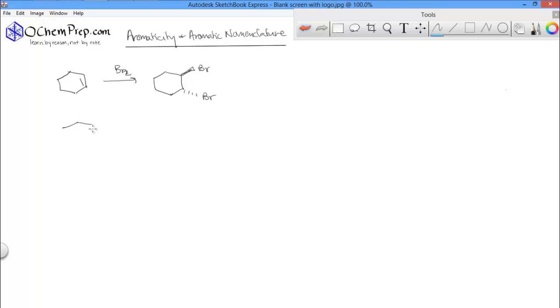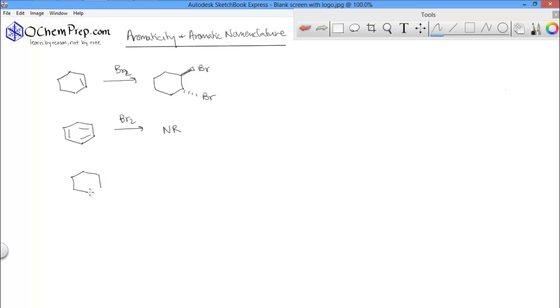If I take this structure right here, which we would call 1,3,5-cyclohexatriene, if these were all alkenes and treated with bromine, you would add across all of them. But if I did this, I would get no reaction. So there's something different about these double bonds.